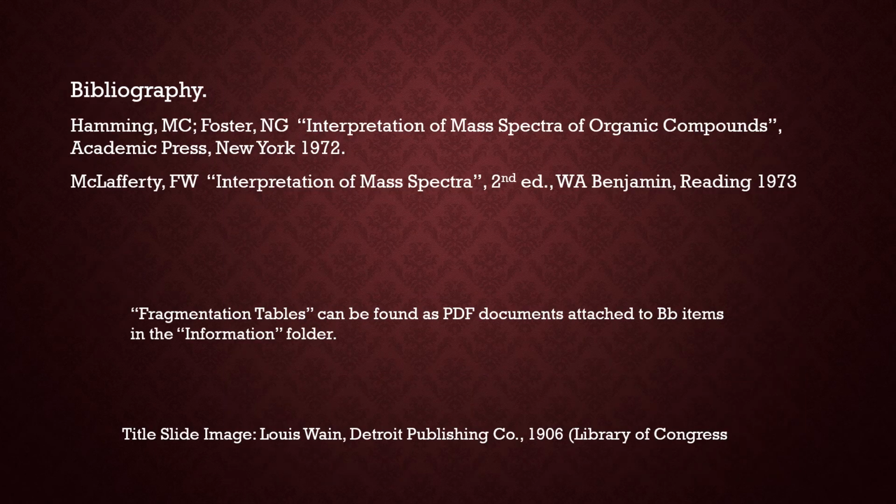So again, this is the bibliographic information for this lecture. Fragmentation tables, in other words, a complete listing of common fragments and their AMU values, are given in most textbooks. I have made a copy of one of these textbook tables, and I have set it as a PDF document that's available on the Blackboard component of this course in the information folder. And that concludes Lecture 7, Part 5.